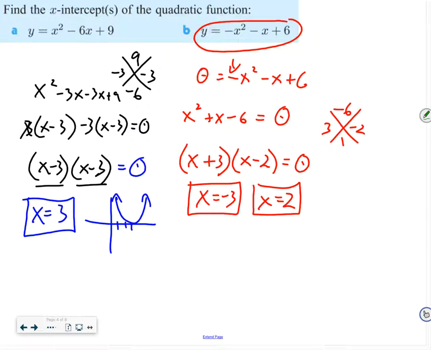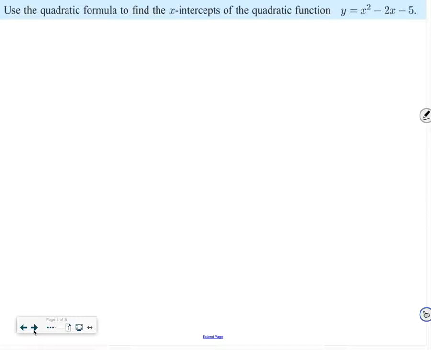If I'm thinking about my graph here, when x is equal to negative 3, I have an intercept, and when x is equal to 2, I have another intercept. But because I have an a value up here that's negative 1, I'm going to have a concave down graph, and I'd have a graph that looks something like this. Let's look at another example here. Use the quadratic formula to find the x-intercepts.